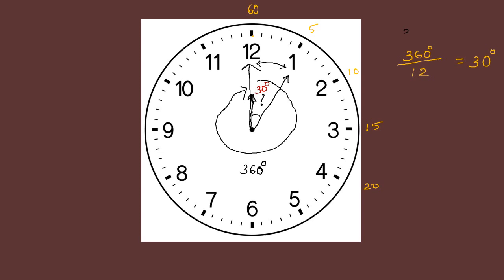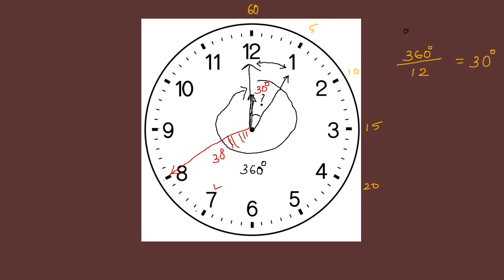Now if I show the minute hand at 7 and it moves up to 8, again this angle is 30 degrees. So one small angle between 7 and 8 is 30, between 8 and 9 it is 30, between 9 and 10 it is 30. So between each one of them it is 30 degrees. Are you following?